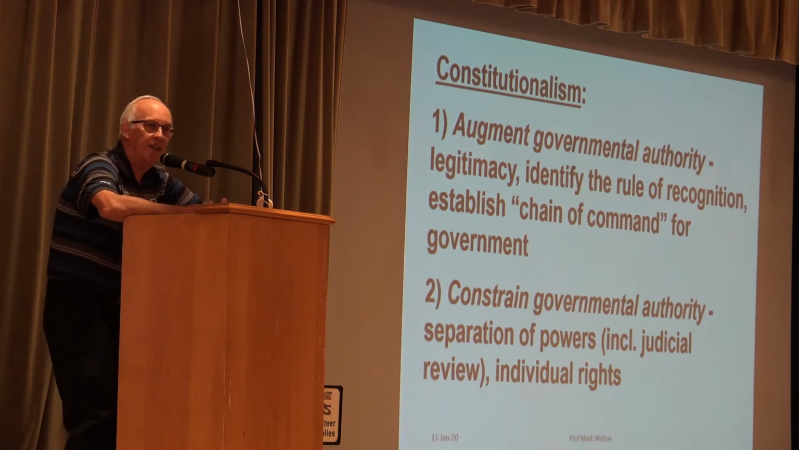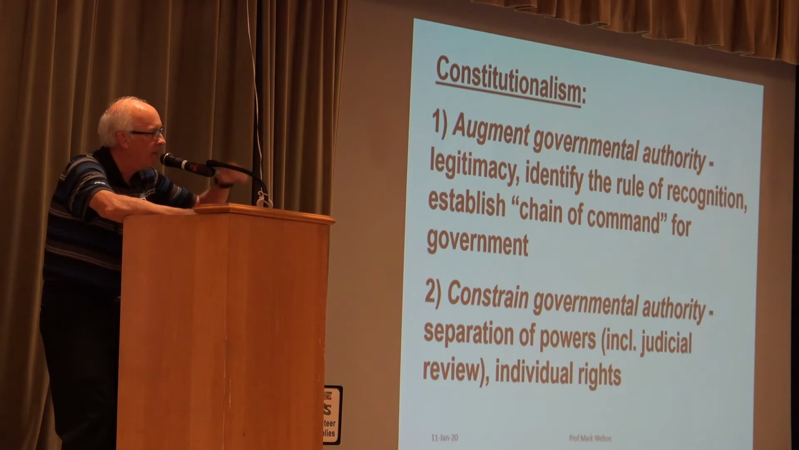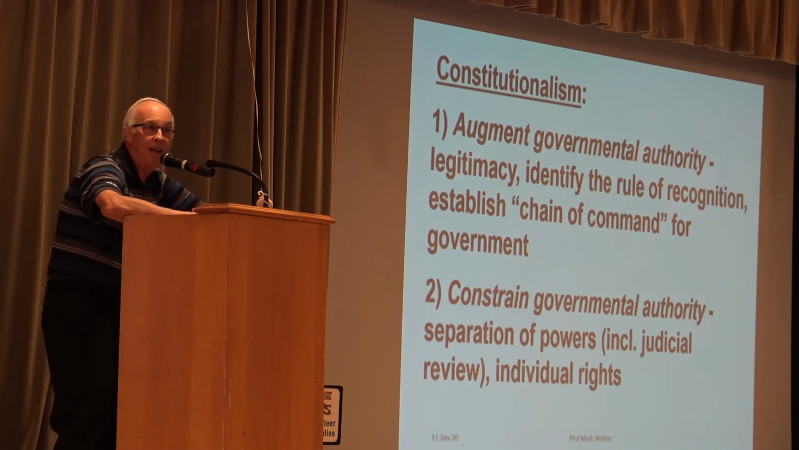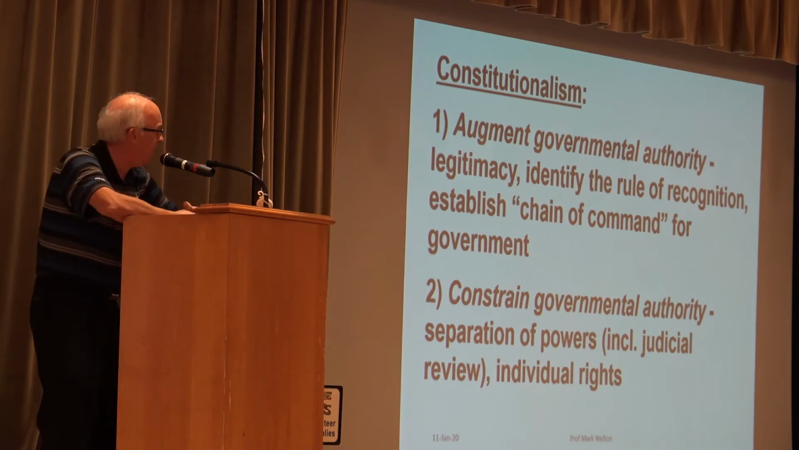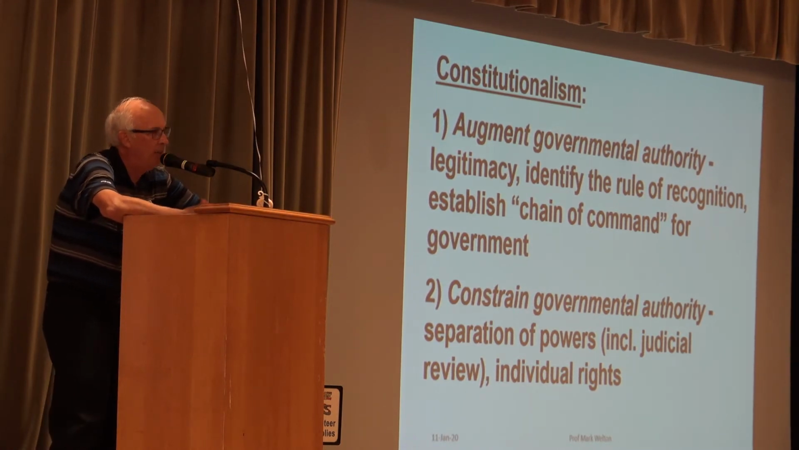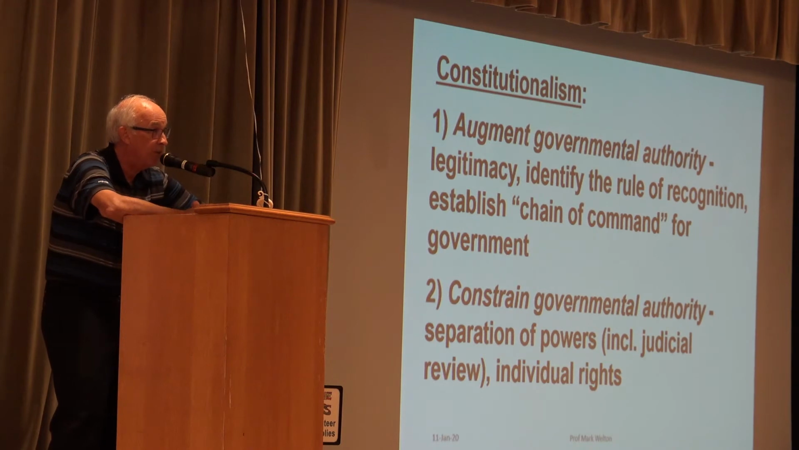The second thing that constitutionalism does is it constrains government authority. You want government with enough power to do the things it needs to do, but not so much power that it begins to oppress people. Judicial review is critical. An independent judiciary is absolutely fundamental to a liberal constitutional democracy.